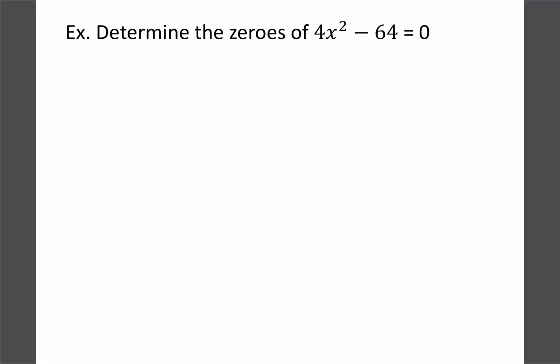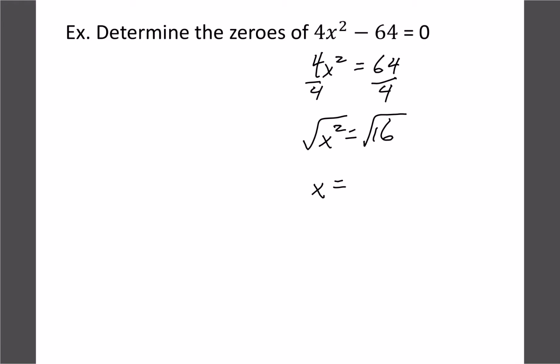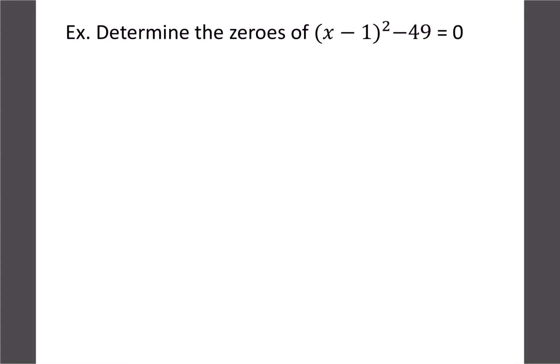So let's try another one a little bit harder. In this case, bring the 64 over, so we add 64 to both sides. Then we would divide by 4. So 64 divided by 4 is 16. Square root both sides, and that would give us plus or minus 4 as our answers. So you can see it's a pretty fast, easy way to solve questions, a lot faster than trying to graph.